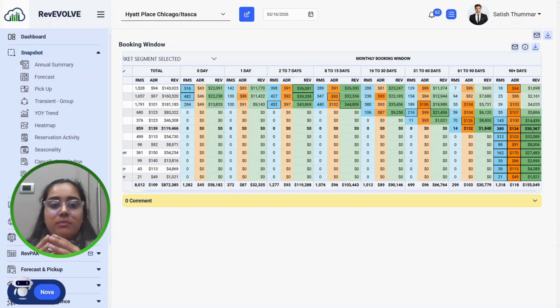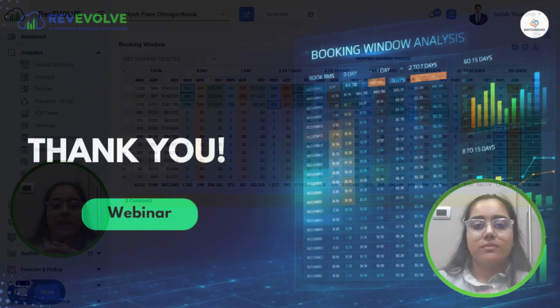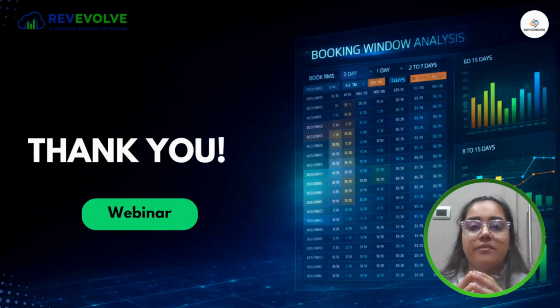And finally, months like September already show very high ADR in the 90 plus day booking window. And this tells us something very important, which is that early bookers are already willing to pay premium rates. So at the end of the day, revenue management is not about staring at numbers. It's about knowing when to act and having the confidence to act early.